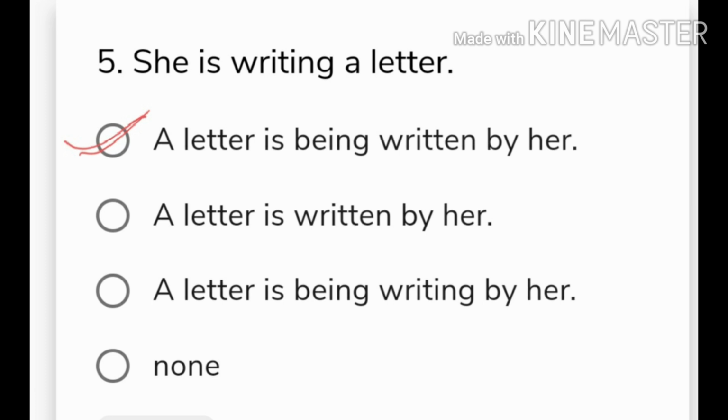Number 2, a letter is written by her. So being is not here. So this is wrong. Number 3, third option, a letter is being writing by her. So this is also wrong. V3 is not used, it's an ing form. So number 1 is correct. A letter is being written by her.